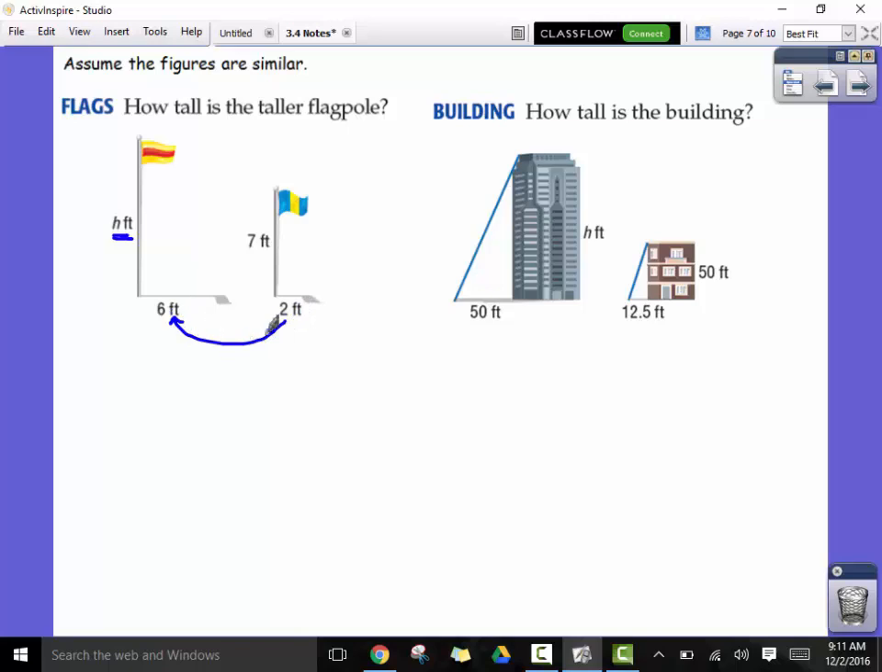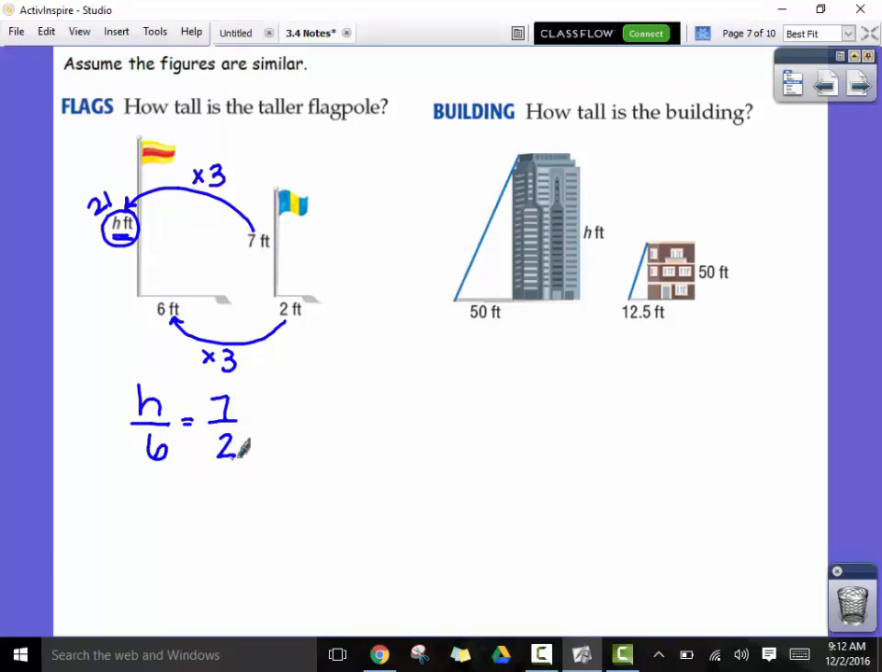To get from 2 to 6, you need to figure out what the scale factor is. Well, 2 times 3 is 6, so you use the same scale factor up here. 7 times 3 is 21. The other way would have been to set up a proportion with two ratios. And remember, you always use what you're looking for first. So h, the height over its shadow, which is 6. And then for the smaller flag, the height was 7 over its shadow, which was 2.